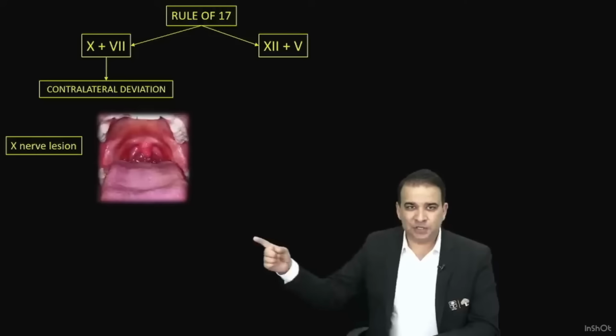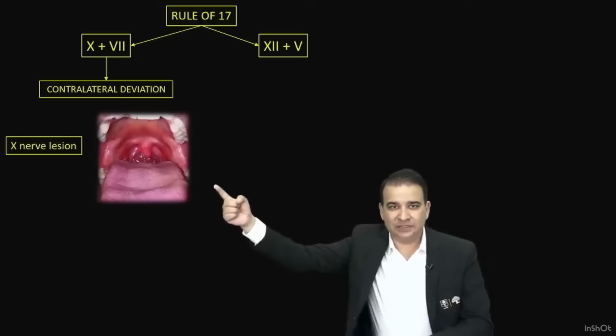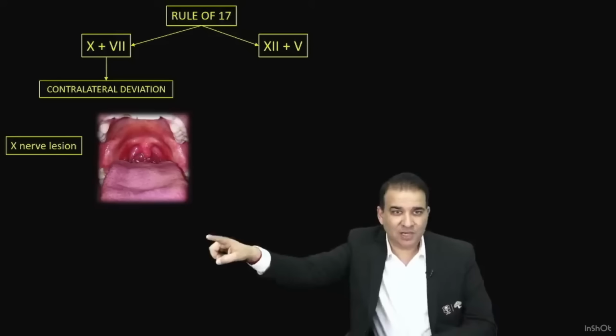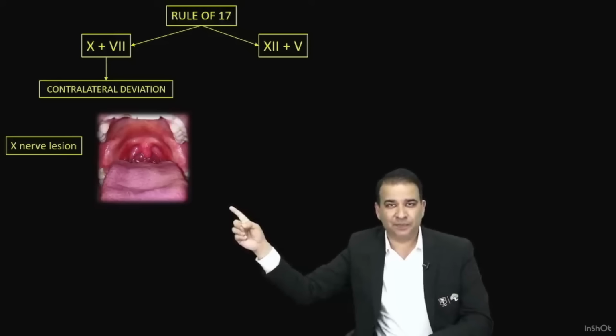So let's say in this picture, the uvula is deviating toward what side? The uvula is deviating toward the left side. So it's because of the right vagal nerve injury. Right vagal nerve injury, contralateral deviation of the uvula.